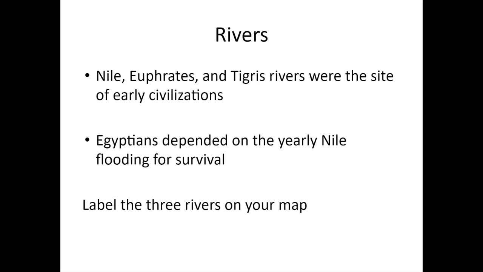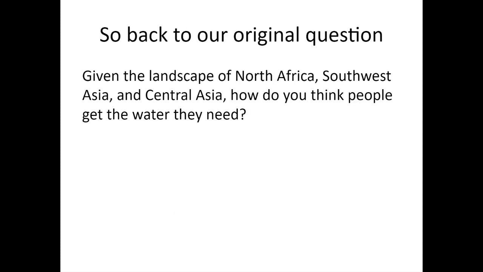There are also rivers. There's the Nile River in Egypt. The Euphrates and Tigris rivers were the sites of early civilizations. Egyptians depend on the yearly Nile flooding for survival. So, to go back to our original question, given the landscape of North Africa, Southwest Asia, and Central Asia, how do you think people get the water they need?